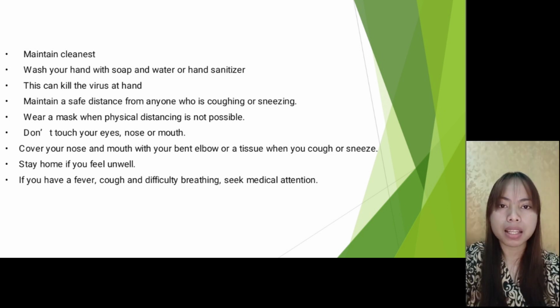Maintain a safe distance from anyone who is coughing or sneezing. Wear a mask when physical distancing is not possible. Don't touch your eyes, nose, or mouth. Cover your nose and mouth with your bent elbow or a tissue when you cough or sneeze. Stay home if you feel unwell. If you have a fever, cough, or difficulty breathing, seek medical attention immediately.